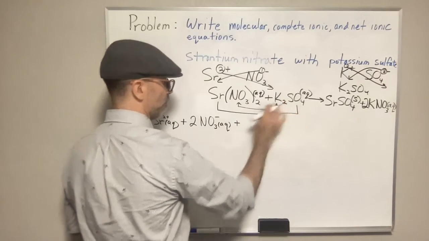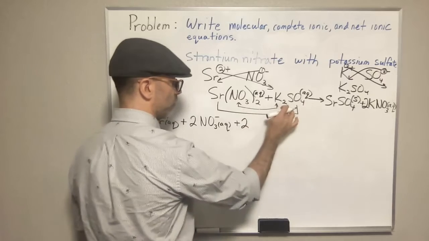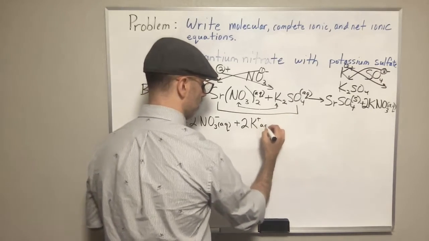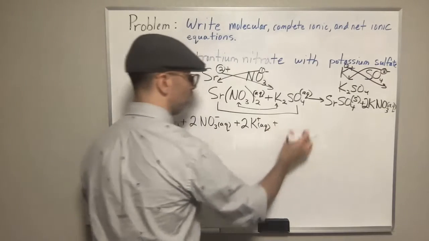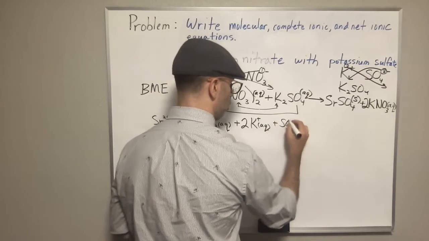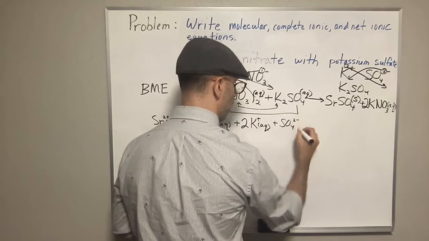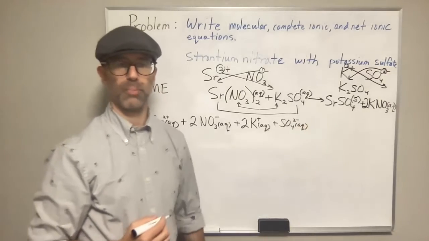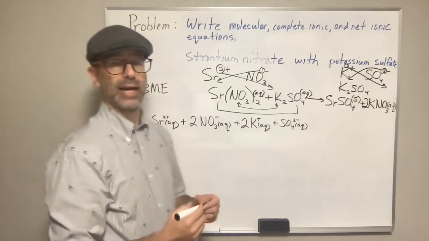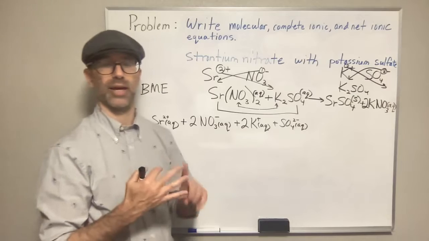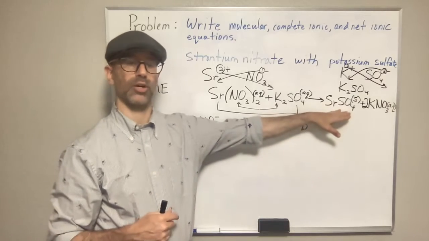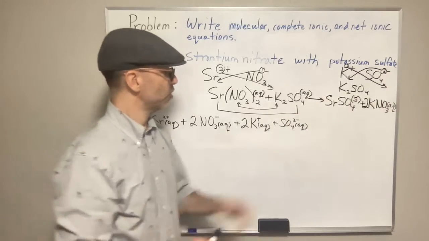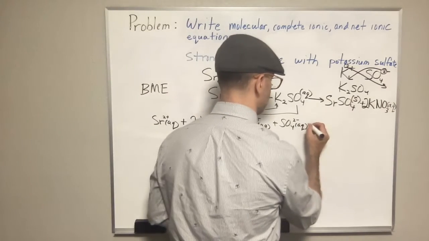We have 2 potassium, so we're going to write the subscript as a coefficient, and it's going to be 2 K plus aqueous plus the 1 sulfate, so SO4 2 minus aqueous. And now we can do the same thing with our products. The only things we're not going to separate are solids, liquids, and gases. So if you have a solid, liquid, or gas as a product, you're not going to separate those. Okay, so here we have a solid, so we're going to keep that the same.